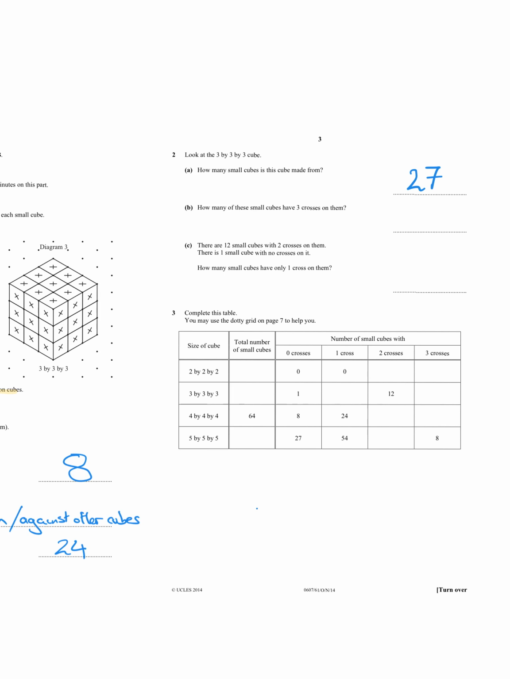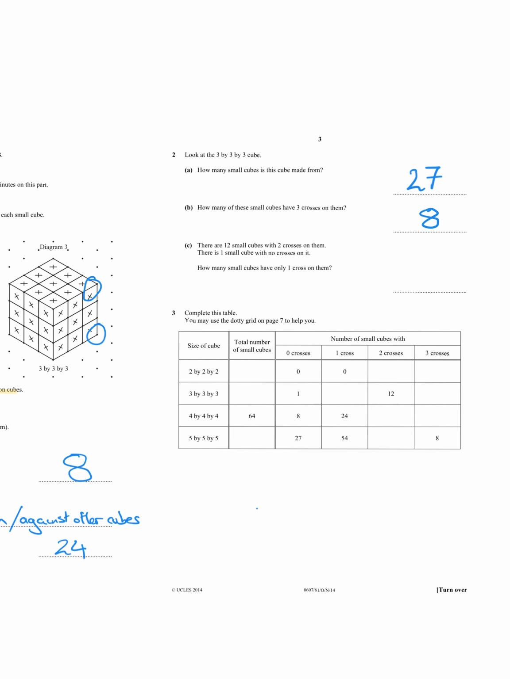How many of these small cubes have 3 crosses on them? Well, those are the ones in the corner, aren't they? So here, here, and I'm not sure if, no, it's not going to work. So there's 1, 2, 3, 4, 5, 6, 7, 8 corners. So that's going to have to be 8. There are 12 small cubes with 2 crosses on them. There is 1 small cube with no crosses on it.